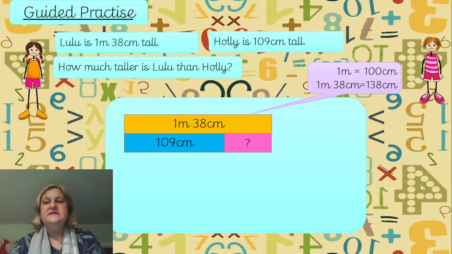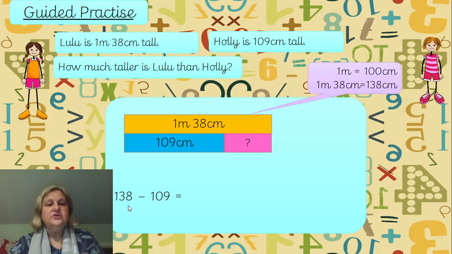Got 1 meter is 100 centimeters. 1 meter 38 is going to be 138 centimeters. I did a shortcut there. I could have done a part whole model for that, but I think I know that now, and I think I can do that without even needing a part whole model. But if you need your part whole models, do one in your working out column.